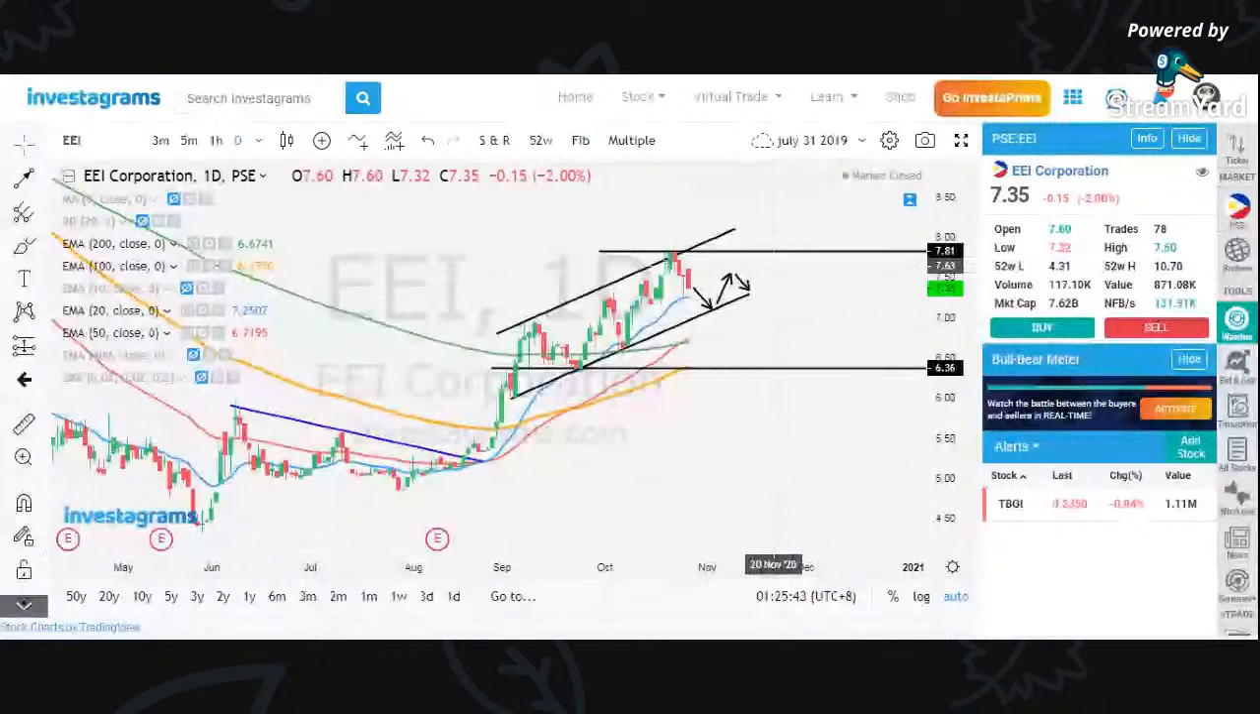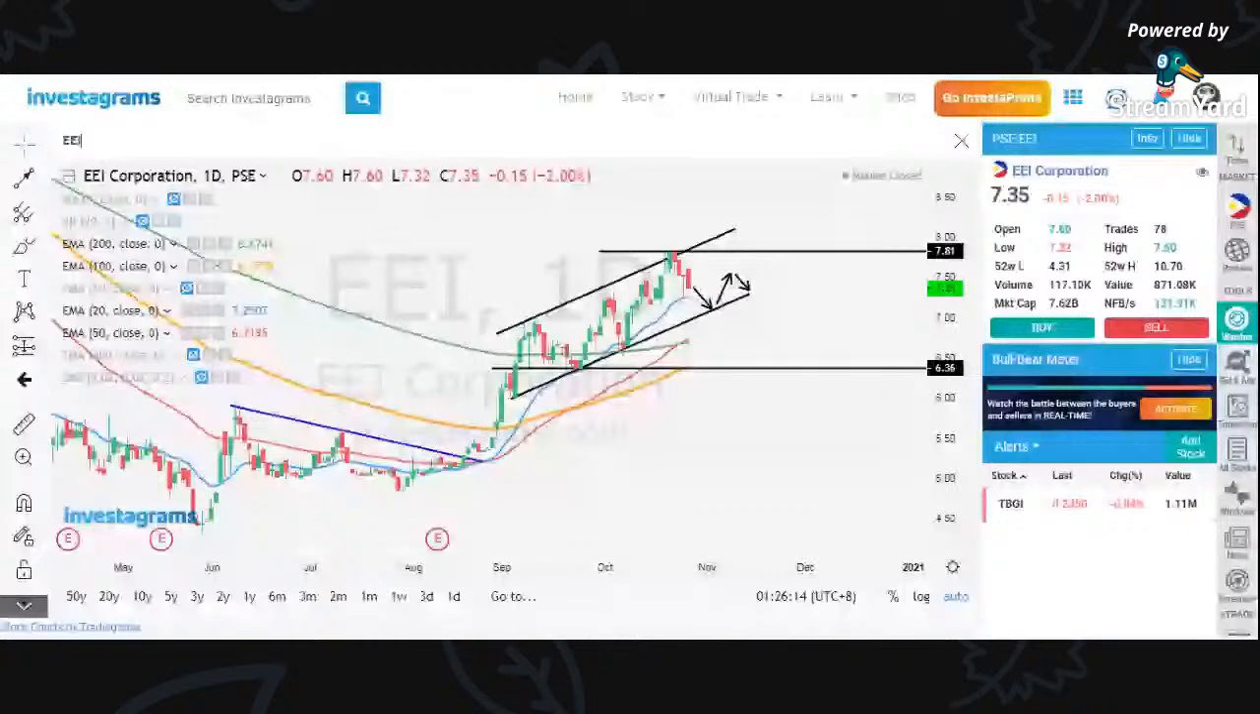Pero kung tatama siya doon sa may incline, yung may horizontal resistance, so there's possibility that it will break this resistance area. So we need to see kung mag-bounce ba si EI dito sa may incline support. Kasi bearish candle po ngayon si EI. So we'll see another price action of EI.